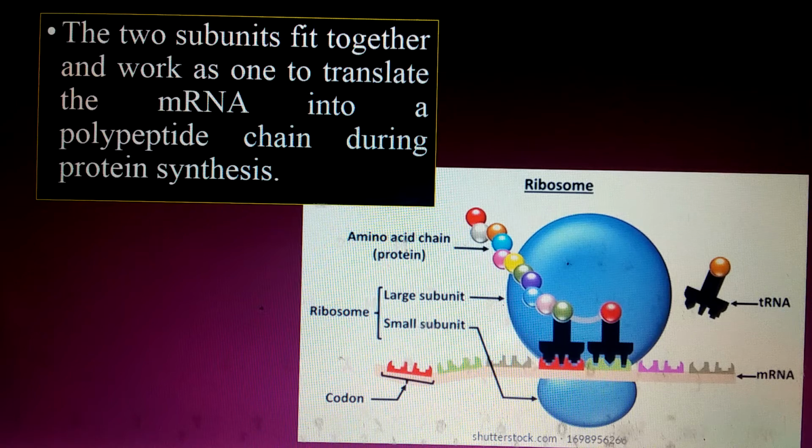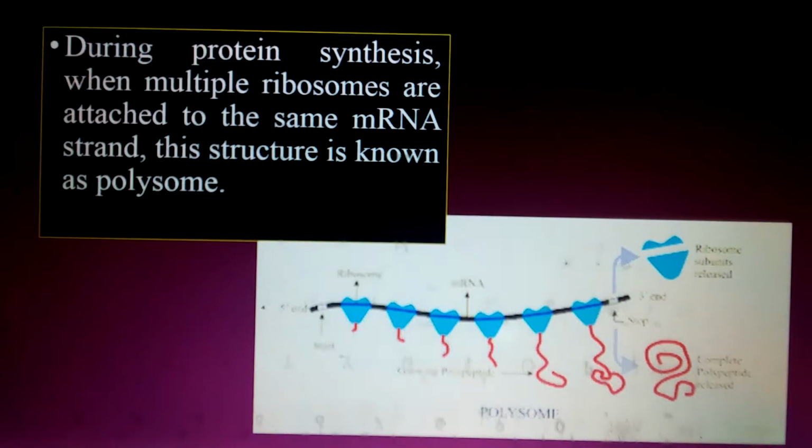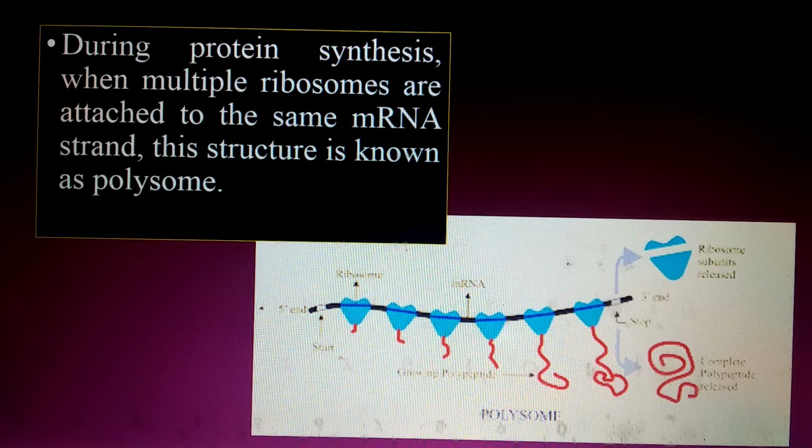Is it clear? Okay. Now, what is the polysome or polyribosome? Mostly students are confused with the polysome. Both are the same. Polysome or polyribosome. Poly means many. Some means body. Polyribosome: poly, many; ribosomes, many ribosomes. So what will happen during protein synthesis? Multiple ribosomes are attached to the same messenger RNA.